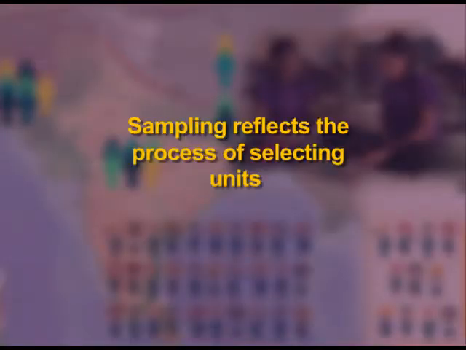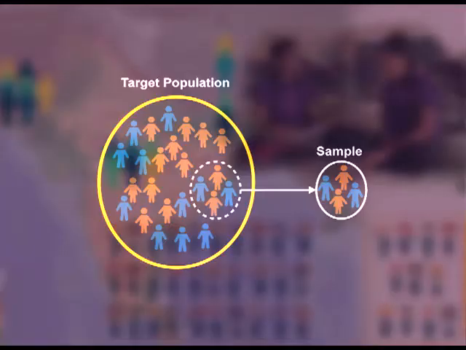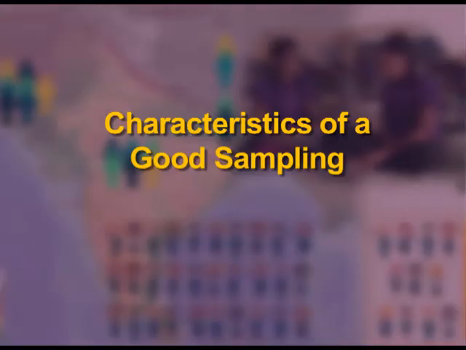Sampling reflects the process of selecting units. The process of selecting units from a population of interest is also reproduced by sampling, so that by studying the sample, it is generalized that the results can be applied back to the population from which they are chosen. For example, a small unit of population is selected from a large number of population groups through the processes of sampling.